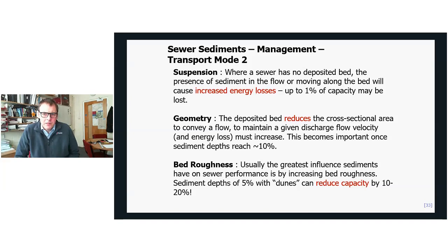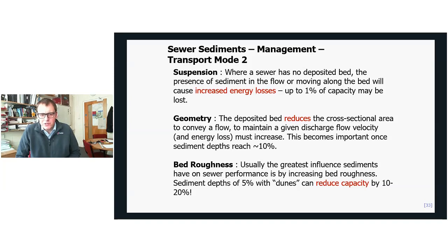So what that means is that if you have a pipe with just water moving along, it goes at a given velocity. If you add sediment to that, the system's having to do a little bit more work by moving those sediments. And that can lose you up to 1% of the energy in the flow. Geometry. Deposited bed reduces the cross-sectional area to convey a flow.